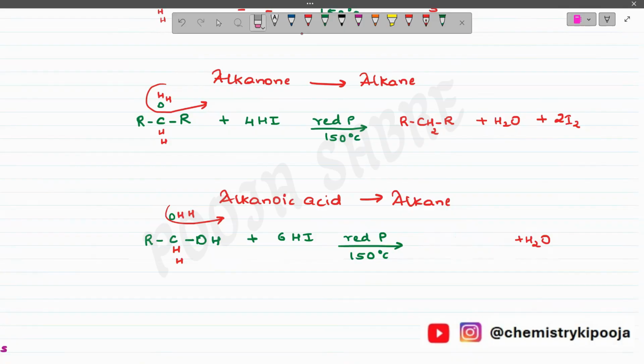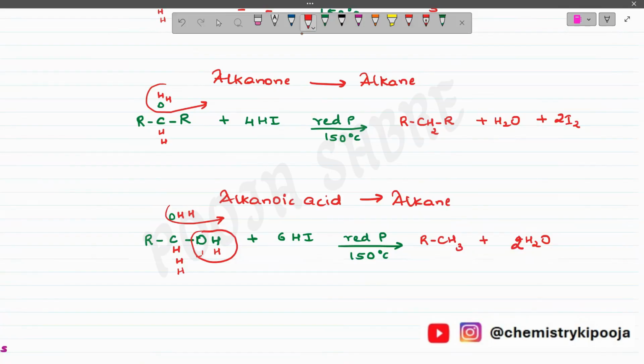Before writing the final major product, I need to remove this OH as well. When this OH is removed, if I add one hydrogen here and one hydrogen here, the single bond will also break. And then this OH and H will be removed in the form of water. So basically, we are just removing water. How many waters have we removed? 2 water molecules. And then we are left with RCH3 plus 2 water molecules.